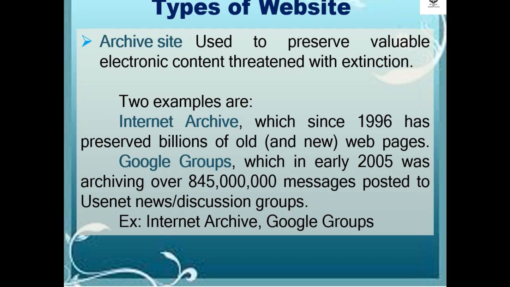Next, archive site, used to preserve valuable electronic content threatened with extinction. Two examples are the Internet Archive, which since 1996 has preserved billions of old and new web pages, and Google Groups, which in early 2005 was archiving over 845 million messages posted to Usenet news or discussion groups, for example, Internet Archive or Google Groups.